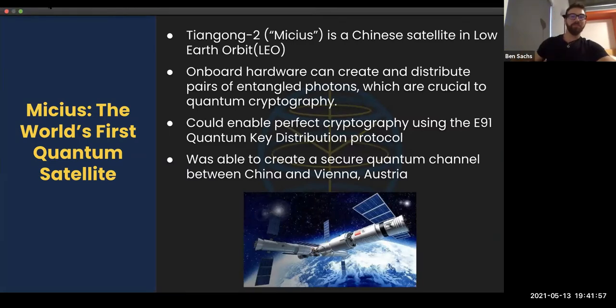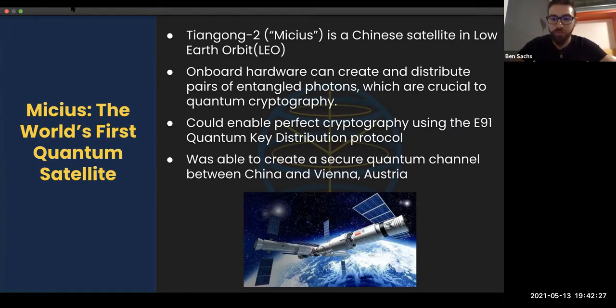So it's a good transition because Matthew talked about Mesius at the end of this thing. Mesius is a communication satellite that the Chinese government has deployed in low Earth orbit. It has something like 15 different experiments aboard it, but the one we're going to talk about is the one it's most known for, which is the hardware to distribute pairs of entangled photons.